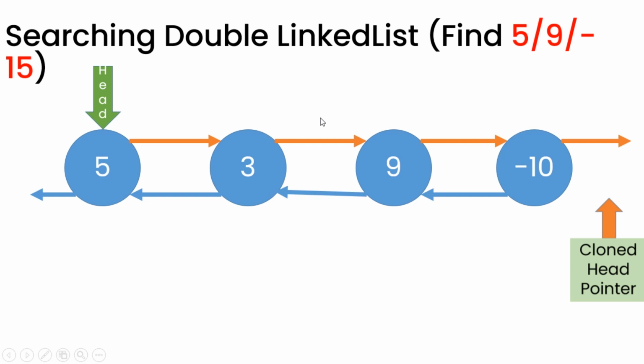Also, in double linked list, some people can navigate backward, and it's up to you. If you have a tail pointer instead of head, you can go backward. You're gonna just start from this -10 and go backward. You're gonna go to 9. It's just the same algorithm, but instead of going forward, you're gonna go backward. And that's it for searching in a double linked list.